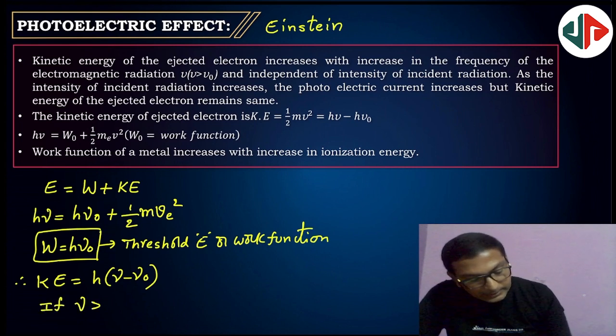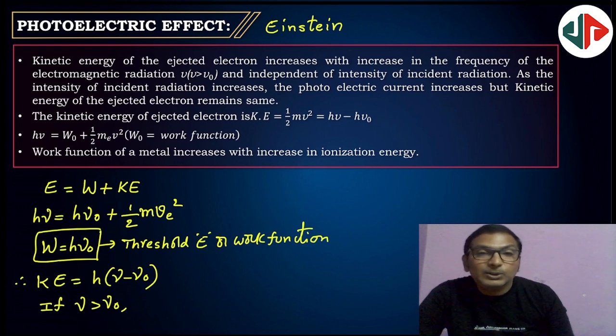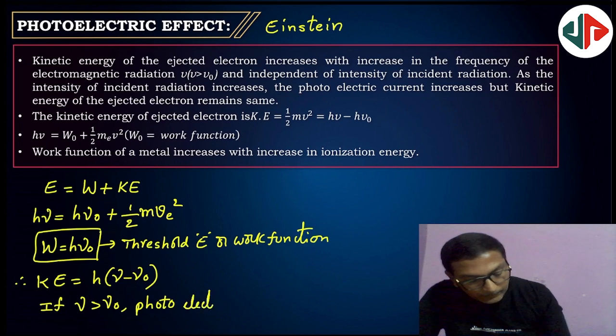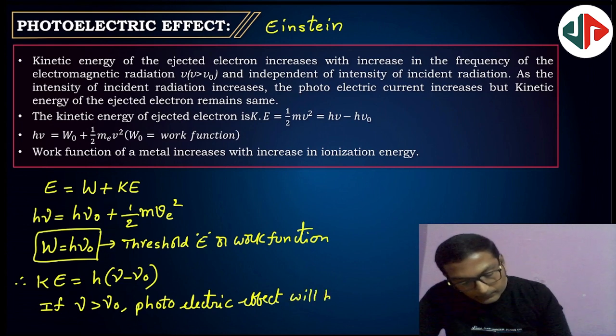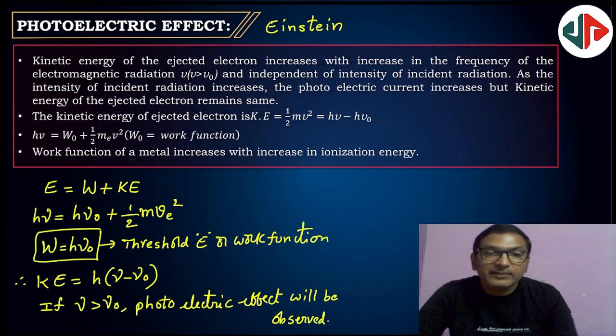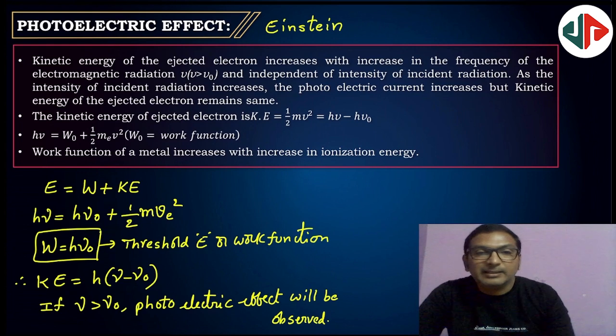If nu is greater than nu naught, the photoelectric effect will be observed. So this relation is very important for calculation of the work function, kinetic energy and velocity of the ejected electron.